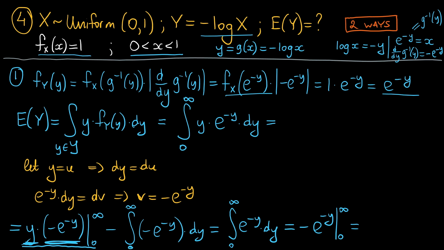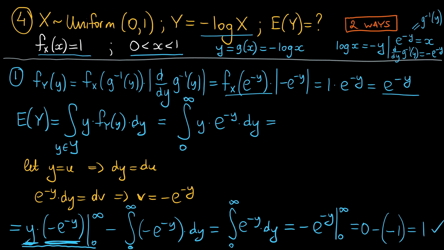And when y goes to infinity, e to the power of minus y goes to 0. Now we have a minus. When y is 0, e to the power of minus y will be 1. And we have another negative sign there, so minus 1. And that will give us 1 as the answer. So the expected value of y here is 1.